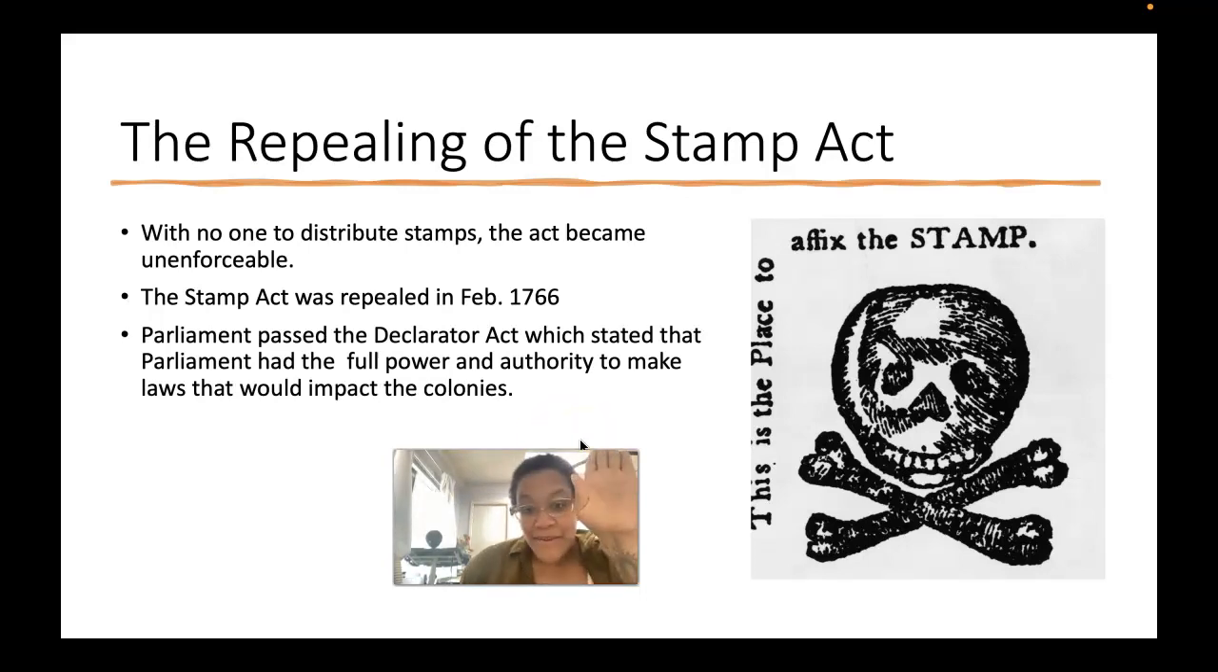But with that, Parliament couldn't help itself and passed the Declaratory Act, which stated that Parliament had the full power and authority to make laws that would impact the colonies, including acts similar to the Stamp Act or the Sugar Act. But the colonists at the time were so pleased with themselves for getting the Stamp Act repealed that they really kind of overlooked the Declaratory Act.